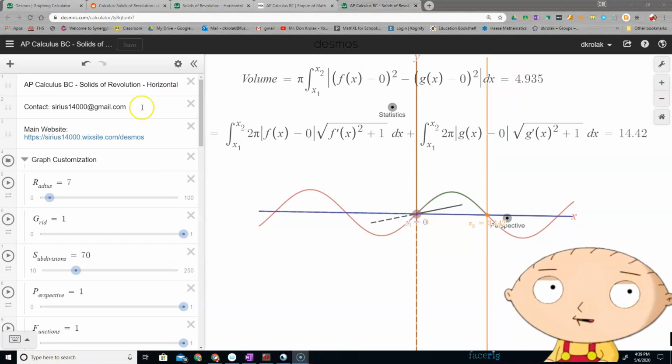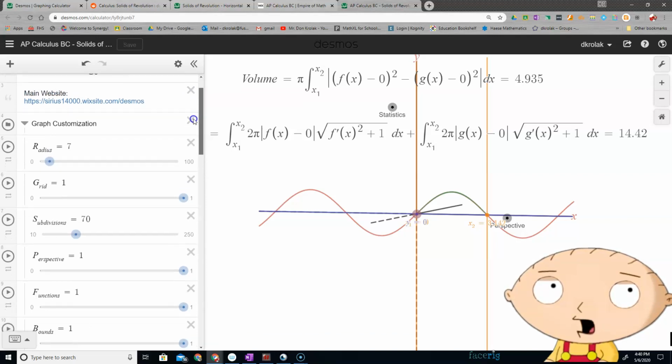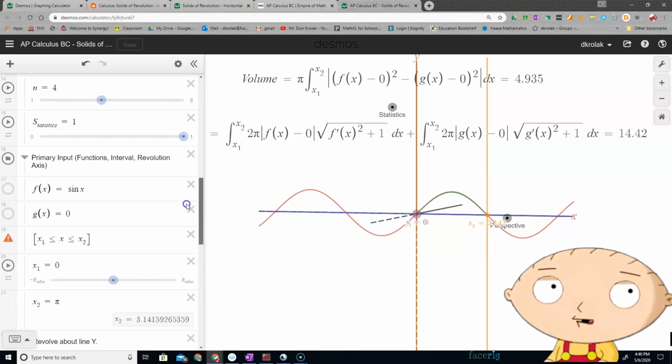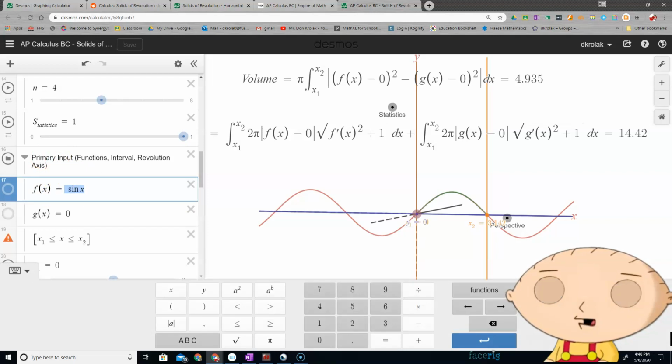Okay, so there's quite a bit going on in this Desmos file. What you are going to be concerned with is finding the equations, which are right here, the primary input functions. And I am going to enter there e to the sine x.